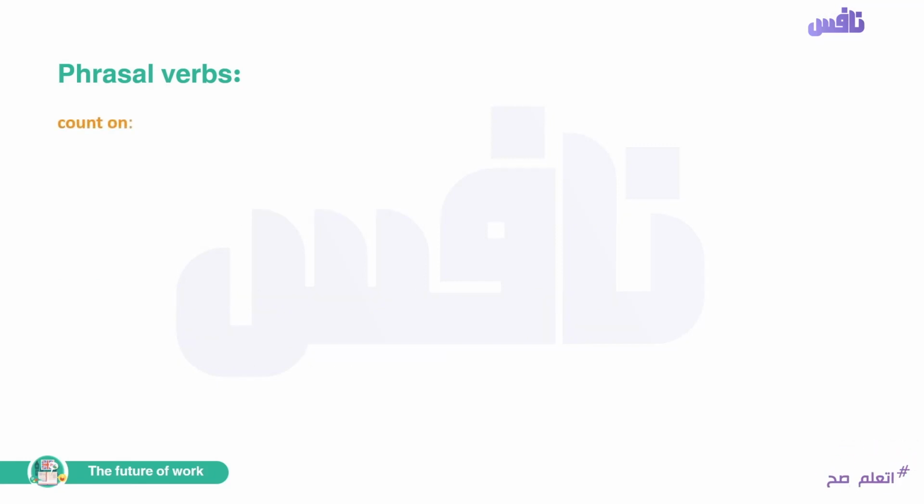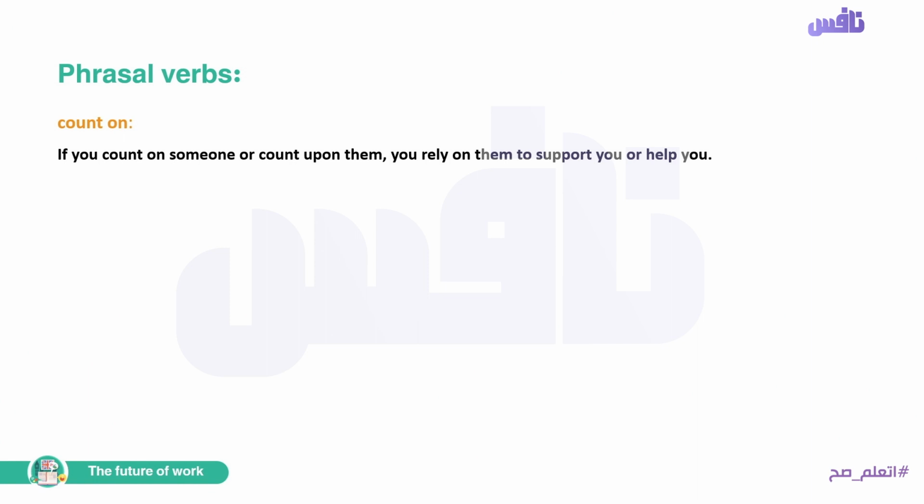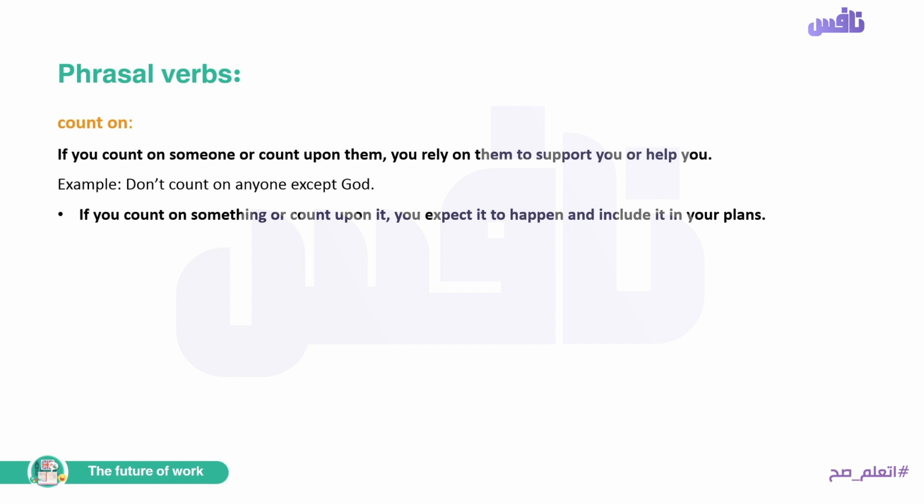Count on. If you count on someone or count upon them, you rely on them to support you or help you. يعني يعتمد على، بتساوي rely on، بتساوي depend on. Okay. For example بيقول لنا don't count on anyone except God. لا تعتمد على أحد إلا الله. If you count on something or count upon it, you expect it to happen and include it in your plans.